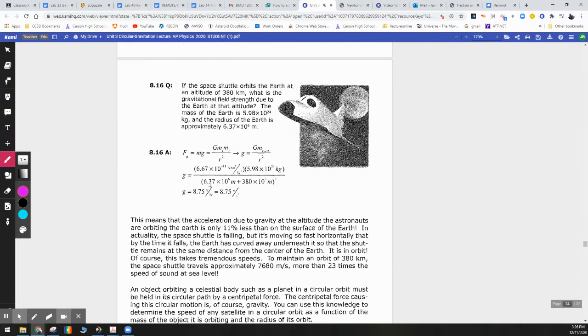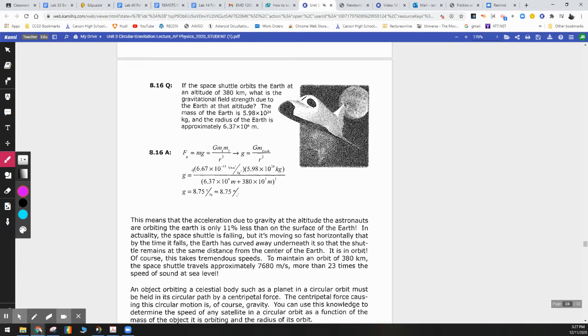All right, here's question 816. It talks a little bit about gravity and finding the acceleration due to gravity. It says a space shuttle orbits the Earth at about 380 kilometers. What is the gravitational field strength due to the Earth at this altitude? The mass of the Earth is 5.98 times 10 to the 24 kilograms, and here's the radius of the Earth. Remember, this is big G here.